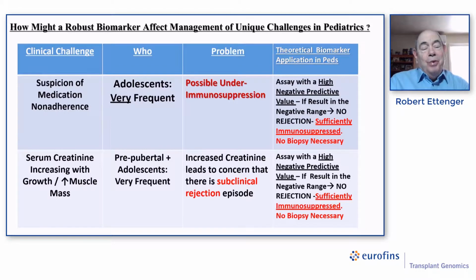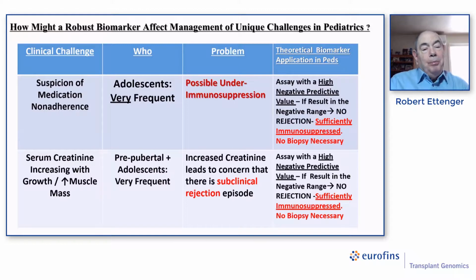The problem, of course, with non-adherence is that there is possible under-immunosuppression. So how would we apply a biomarker in this situation? An assay with a high negative predictive value would be very useful here, because if the result is in the negative range, this would indicate no rejection and that the patient is sufficiently immunosuppressed. Thus, no biopsy would be necessary. And again, I'm pointing this to only patients that are clinically quite stable.